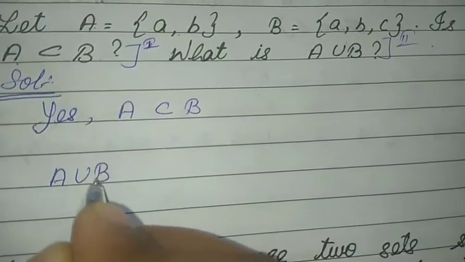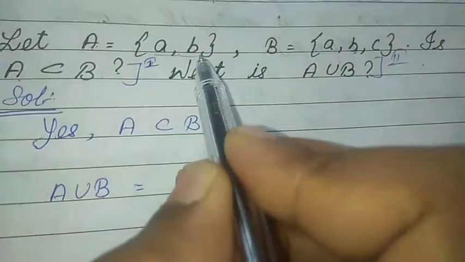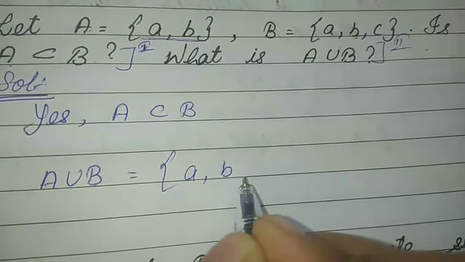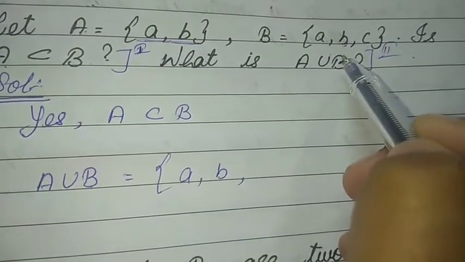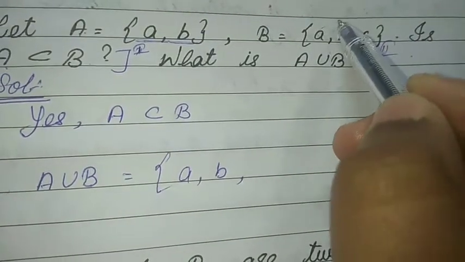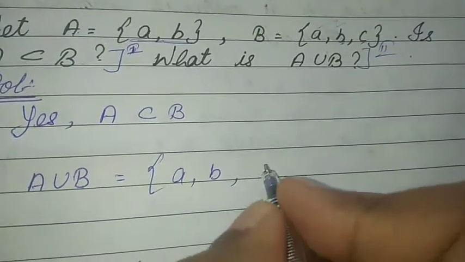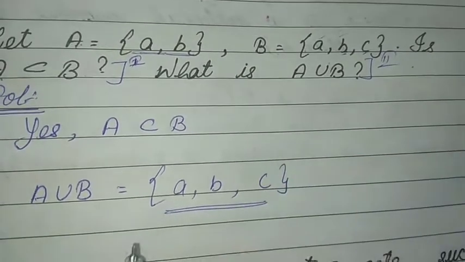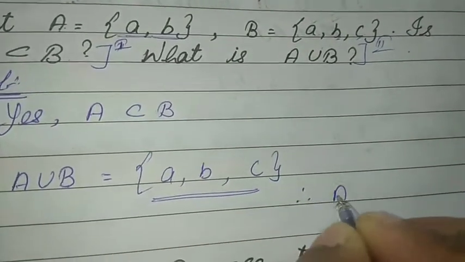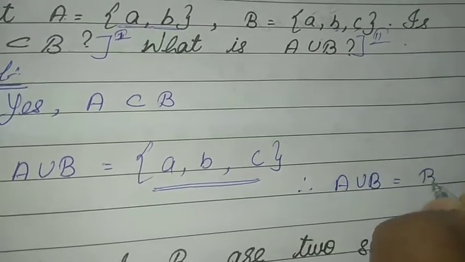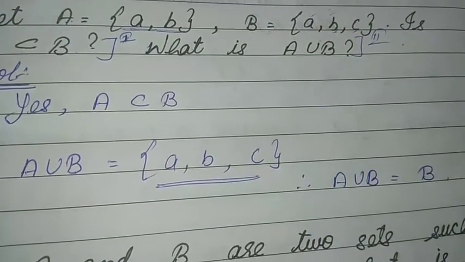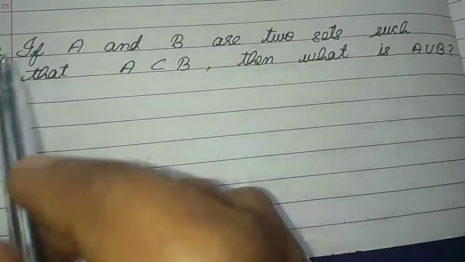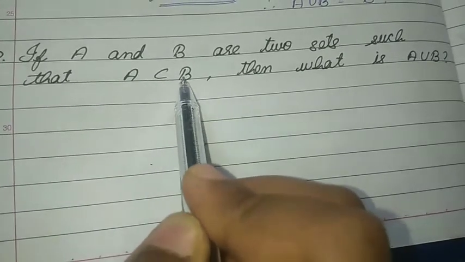So A union B is equal to, I'm writing all the elements from set A as it is, A, comma, B. And now let me move on to set B. A is present, already written, B also. So only C is left over. So therefore C. So what is this set over here? B, no. So therefore I will write A union B is equal to set B.